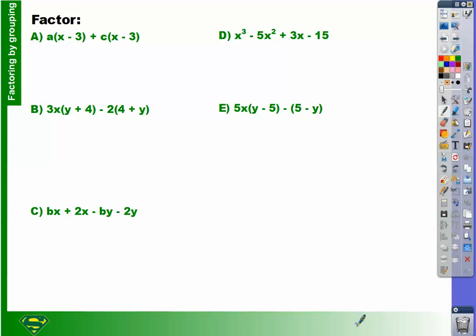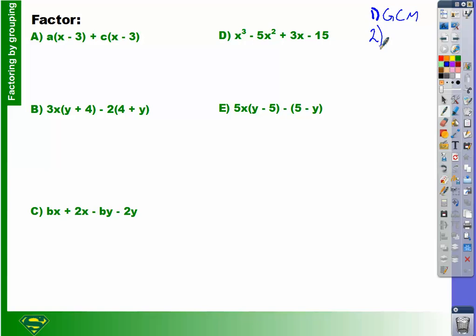So we're going to talk about factoring by grouping. But before we talk about factoring by grouping, let's go through our checklist and remind ourselves where factoring by grouping ends up. So what is the first thing that I look for when I am factoring? Greatest common binomial. I look for a greatest common binomial.